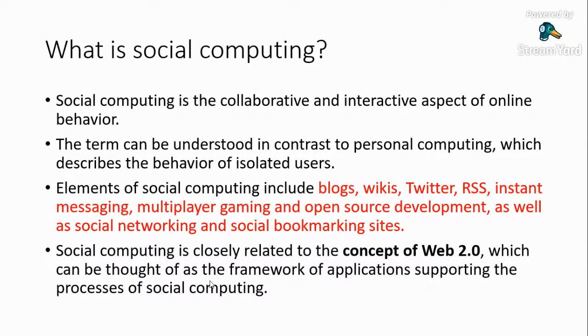So there are different elements involved in this: services, apps, blogs, wikis, Twitter, RSS feeds. Then messaging like WhatsApp or Telegram, and Facebook Messenger. Multiplayer gaming, like PUBG, or Pokemon. One of those games was also a social game, and you had to go out and play it. Then open source development as well as social networking and social bookmarking sites.